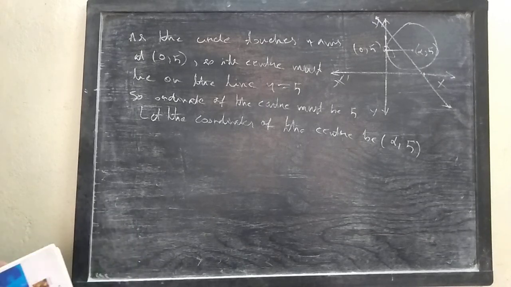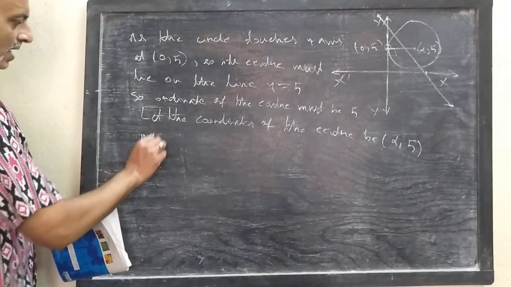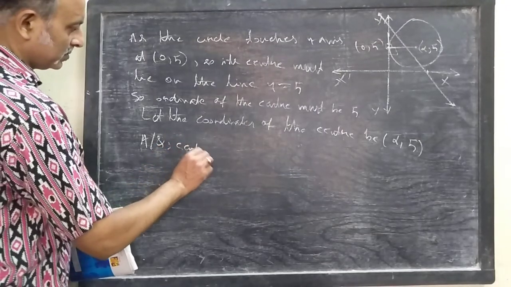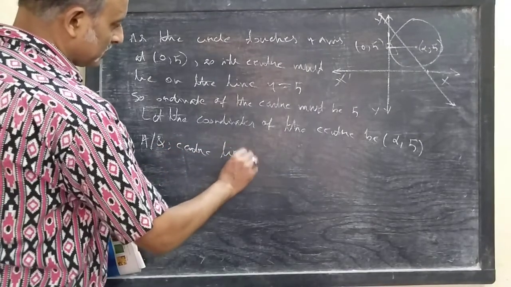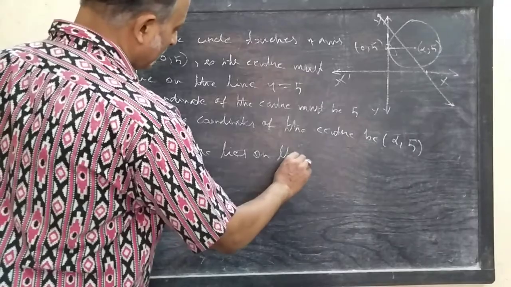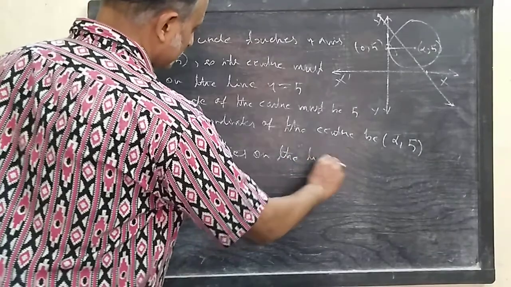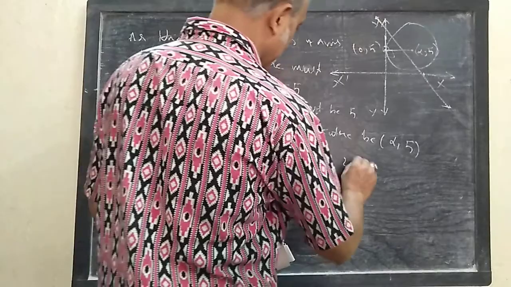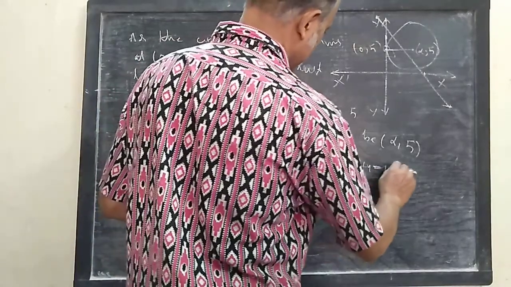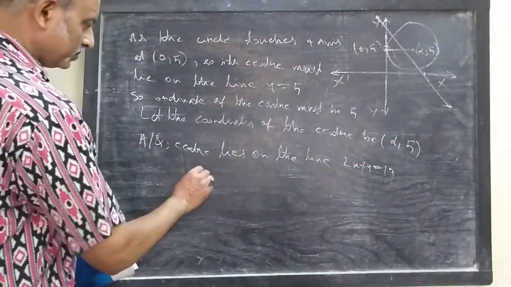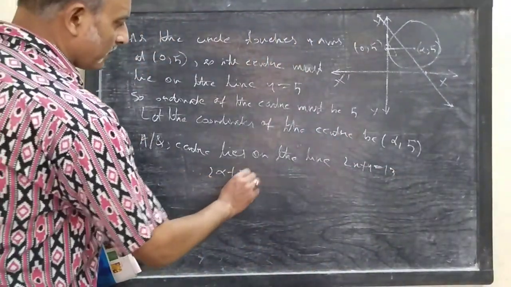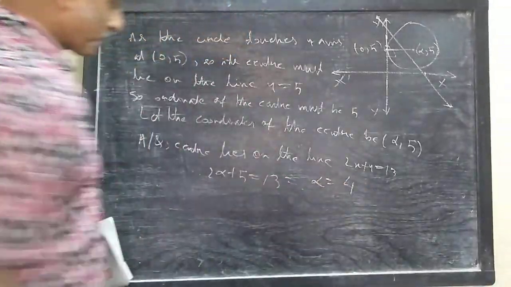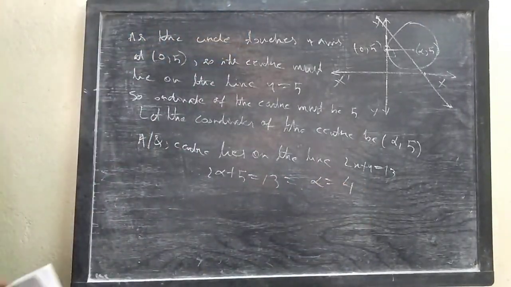Now according to the question, the center lies on the line 2x plus y equals 30. Therefore 2 alpha plus 5 equals 30. This gives alpha equals 4. Wait, 2 alpha equals 25 is not what is said; the speaker states alpha equals 4. So you get the coordinates of the center as (4, 5).